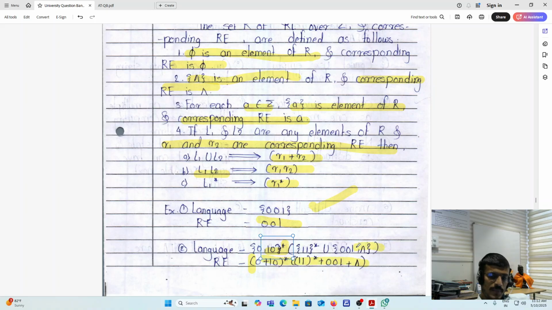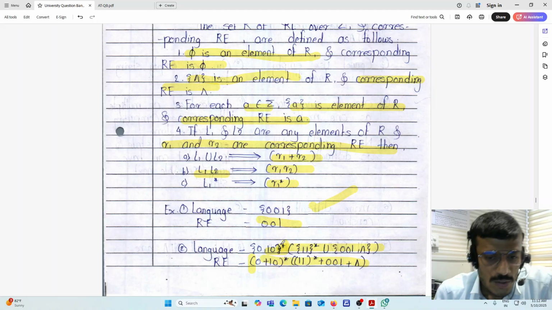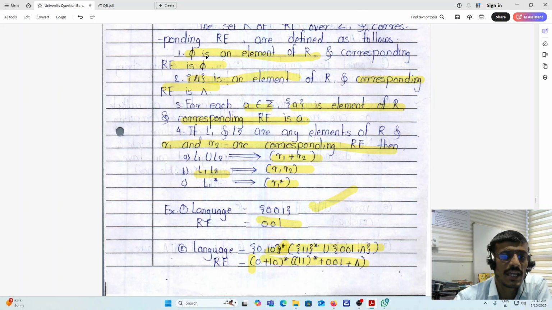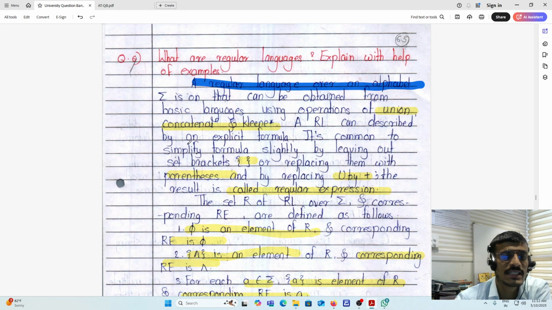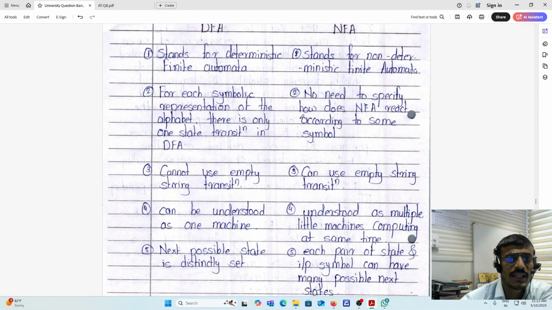So the simple thing is, while converting a regular language into a regular expression, you have to convert the curly braces into simple parentheses, comma into union, union into plus, and the Kleene star stays as it is. These are the terms you have to take care of while converting. If the question is asked, what is meant by a regular language, explain with the help of an example, you have to write down all these things. Then the next point is what?